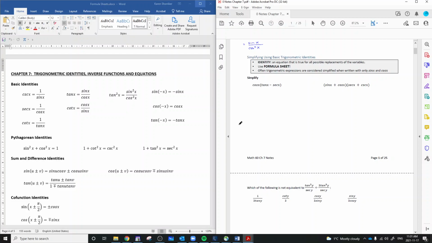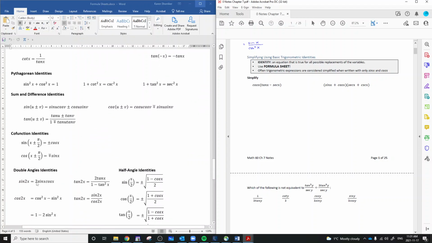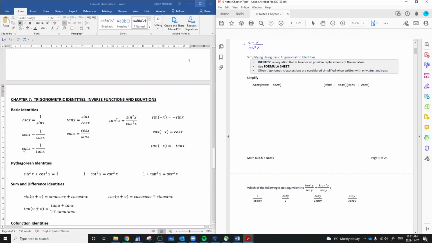On your trigonometric identity sheet, your identities are broken up into sections. We've got basic identities, Pythagorean identities, sum and difference identities, cofunction identities, double angle identities, and half angle identities. For now, we're just going to deal with this top section, which is our basic identities. They tell us things that we already know potentially, like cosecant x is the same as 1 over sine x, or secant x is the same as 1 over cos x, and so on and so forth. Maybe also a new one that you haven't used yet is tan x is equal to sine x over cos x, or cotan x is cos x over sine x.